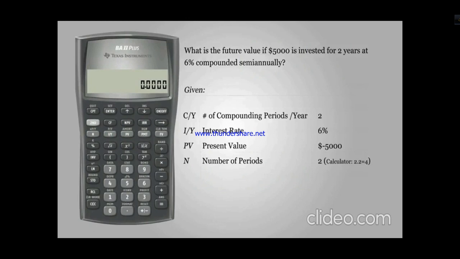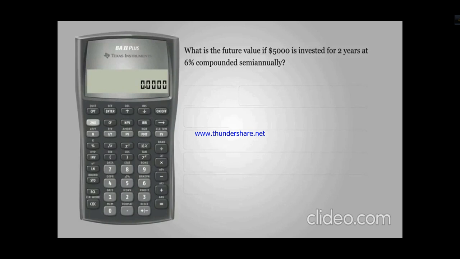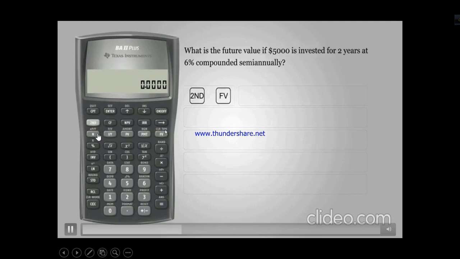And a question: what is the future value if 5,000 taka is invested for 2 years at 6% compounded annually? Annually means in a year 2 times. Okay, you have to put second. Here the second, then future value. Here present value, future value.